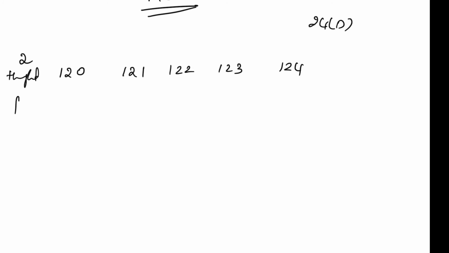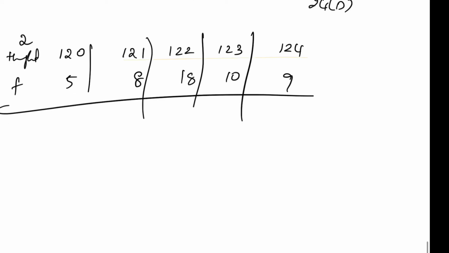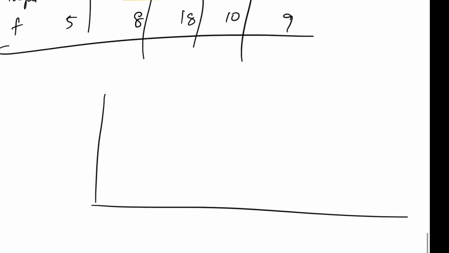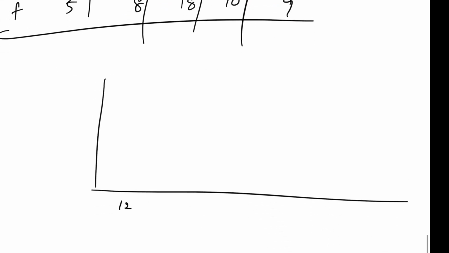So if it's grouped data like this, what do you do? It's 120, 121, 122, 123, 124. The height is given, and similarly the frequency is 5, 8, 18, 10, 9, okay? So randomly if I draw a histogram, this will be 120. Let me take it like this, and you know everything. 121, 122, 123, 124.